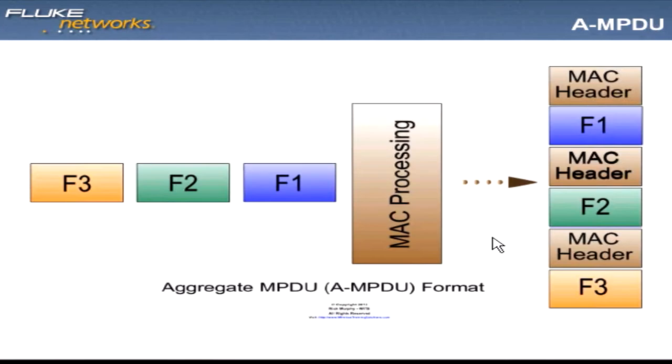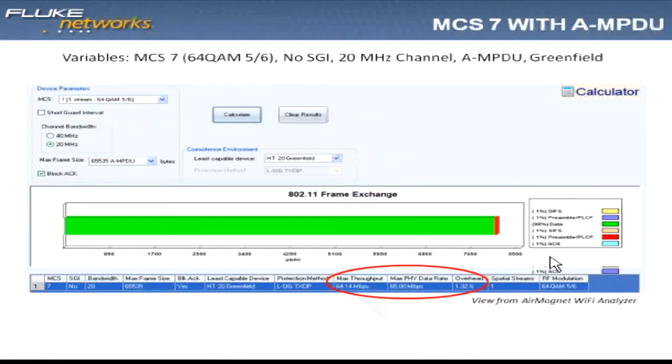You could have multiple frames with multiple addresses, theoretically at least. Okay, so MPDU, the protocol data unit, is the entire MAC layer protocol data unit. And let's see what happens when we enable AMPDU. With AMPDU, the max frame size manages to increase up to about 64K. So that's significantly larger.